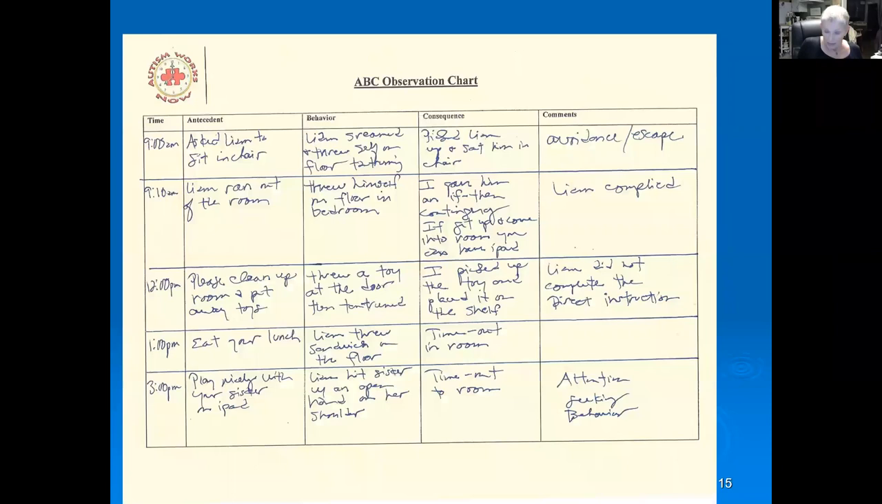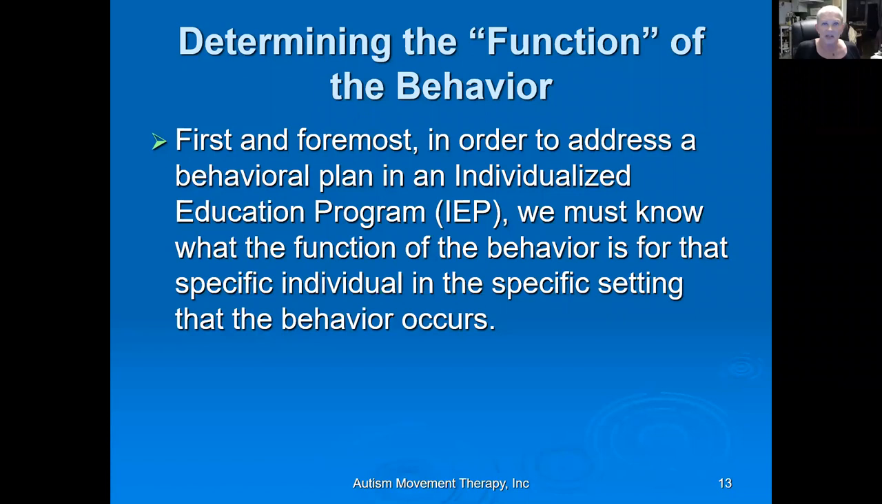We take our data, and what do we come up with? Attention seeking. He's saying to his friend, Randall, who sits next to him, "I don't want to do math. I can't do it. I don't know what I'm doing. I want to leave here." Attention seeking behavior. Remember, we're determining the function of the behavior, because the only way we can put a behavior plan in place for unwanted behaviors is to understand the function of the behavior in the specific setting that it occurs.